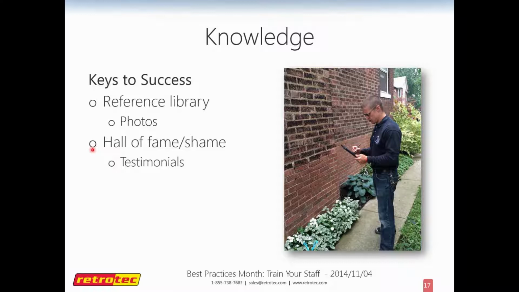So this is usually just a place, and it could be online if you have tech-savvy guys who like to look online. You could use a private group on Facebook or on Google Plus, or you could just do it at the shop or at the office, where you have a wall with some of the weird and crazy stuff that you see, or just pictures of it, or drawings of it, or whatever, and then some of the Hall of Fame.